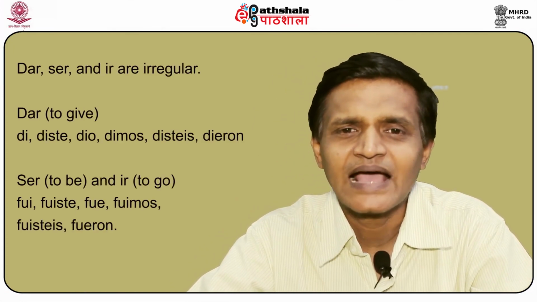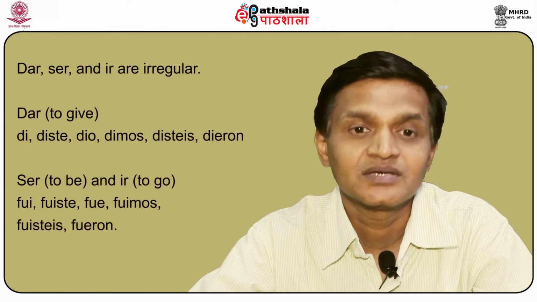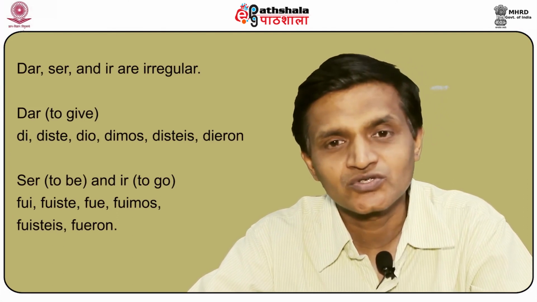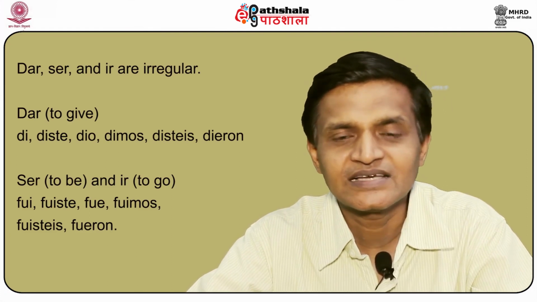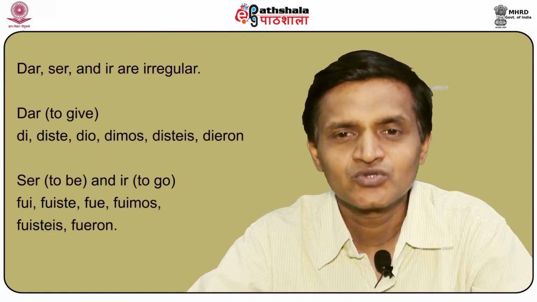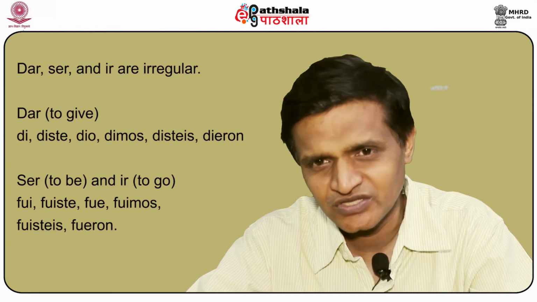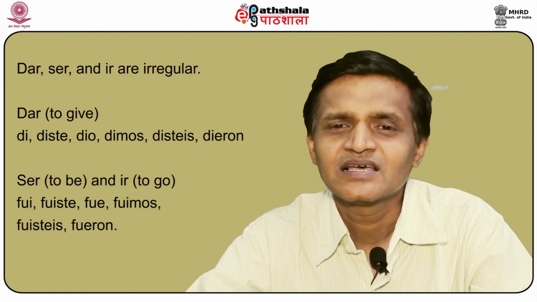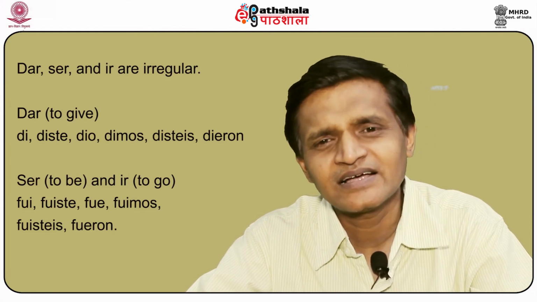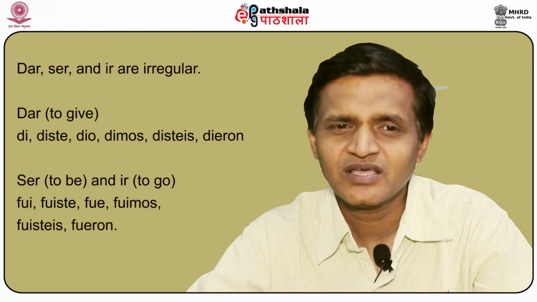Dar, ser, and ir are irregular. Dar, to give, is conjugated as di, diste, dio. Dimos, disteis, dieron. Yo di, tú diste, él, ella, usted dio. Nosotros dimos, vosotros disteis, ellos, ellas, and ustedes dieron.